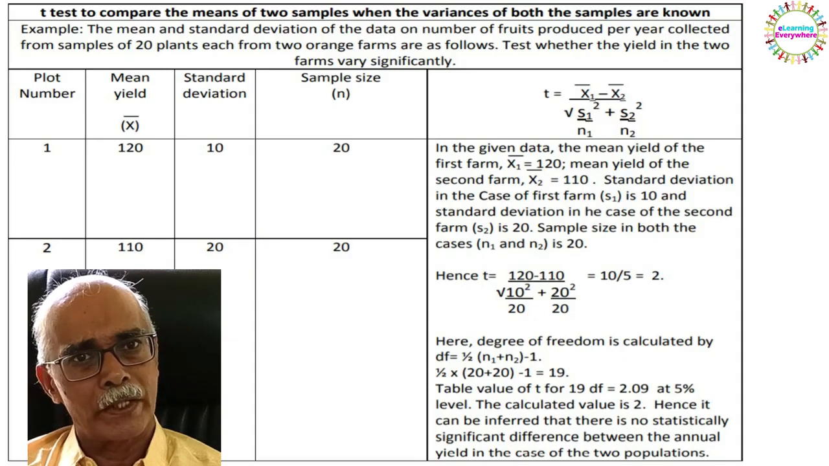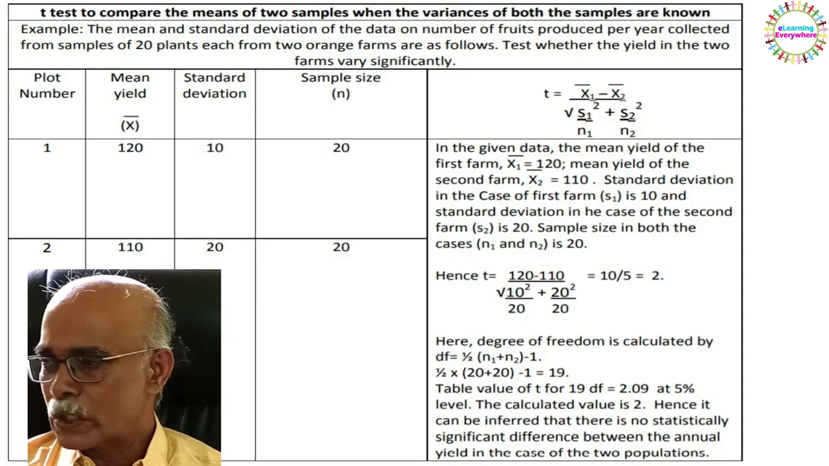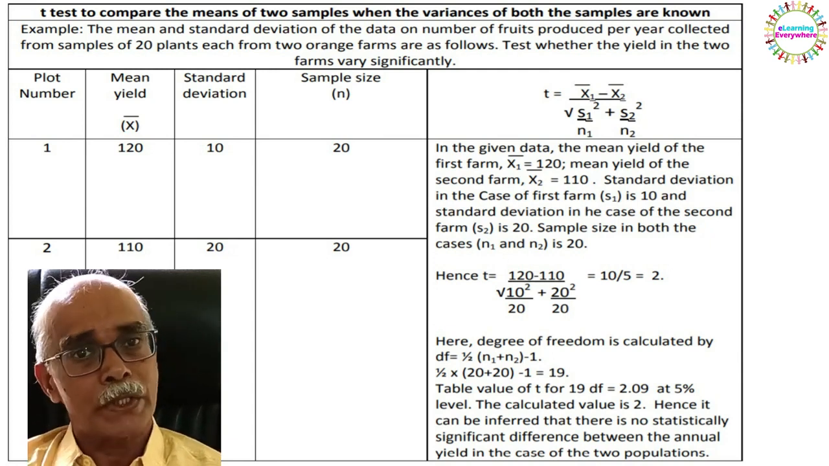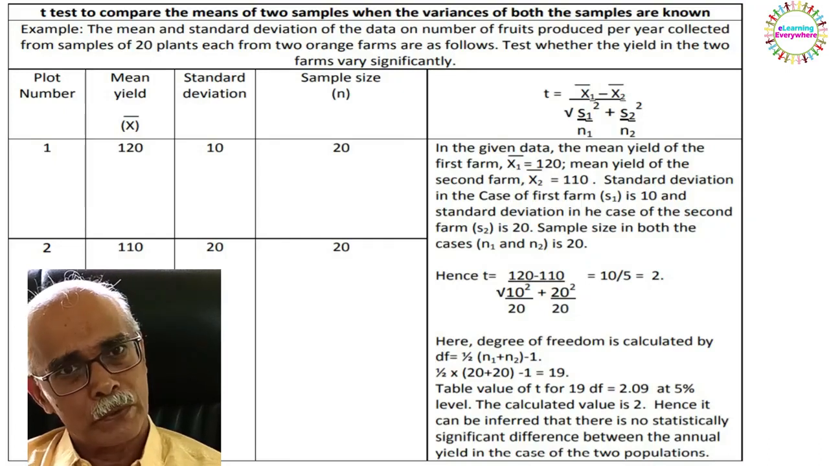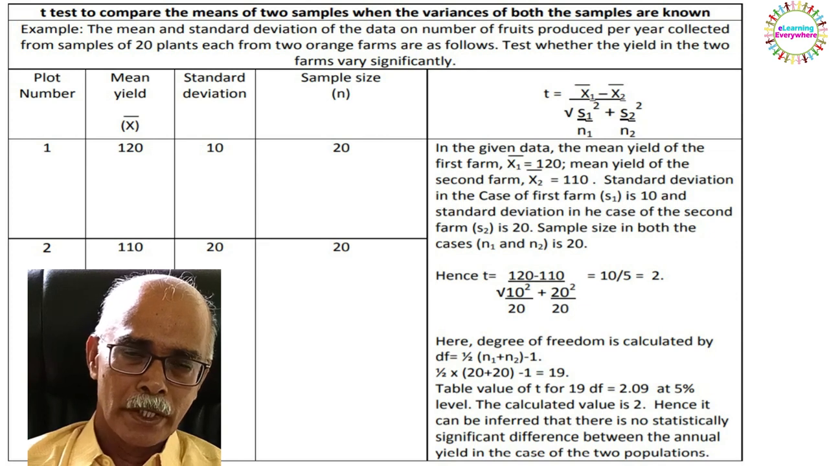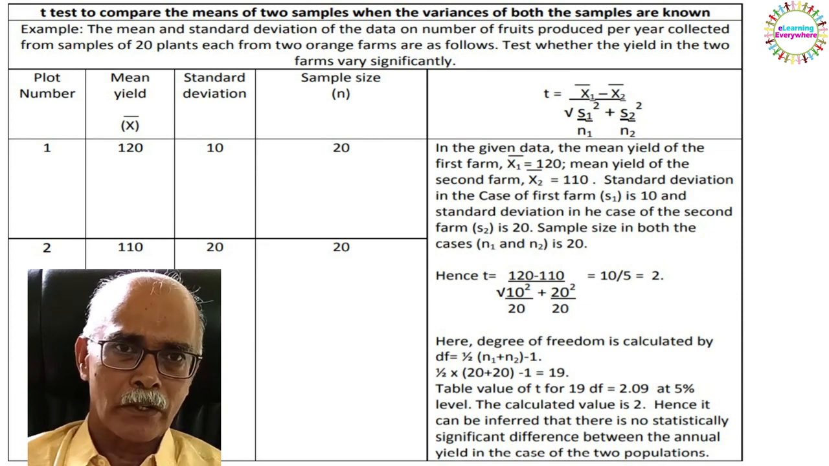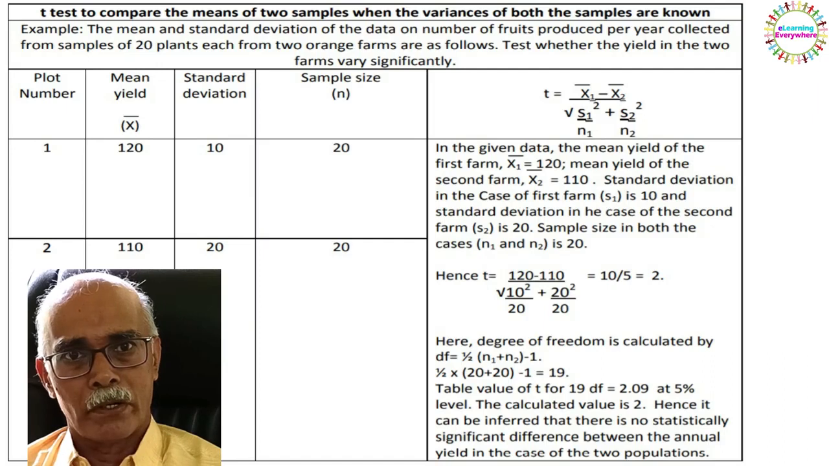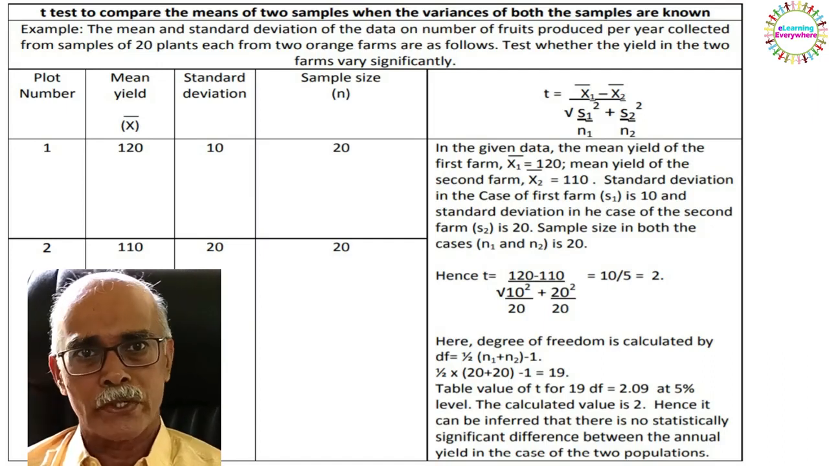And here also you can see that the calculated value is lower than the table value. And what does it mean? It means that in this experiment also, the difference between yield in the case of the first plot and the second plot, even though the means are a little different and the standard deviations are also a little different, that difference is not statistically significant at 5% level. So here also you can say that both plots perform almost uniformly in statistical terms.